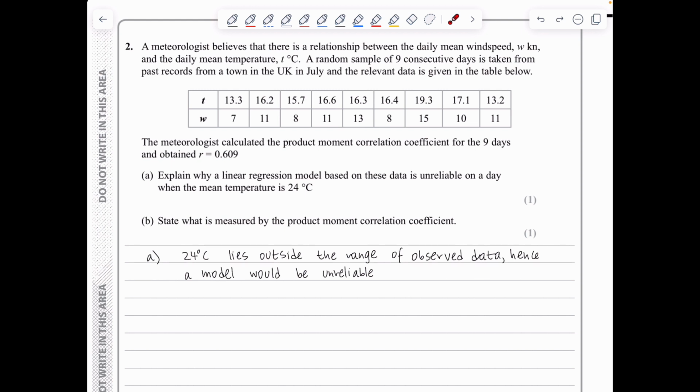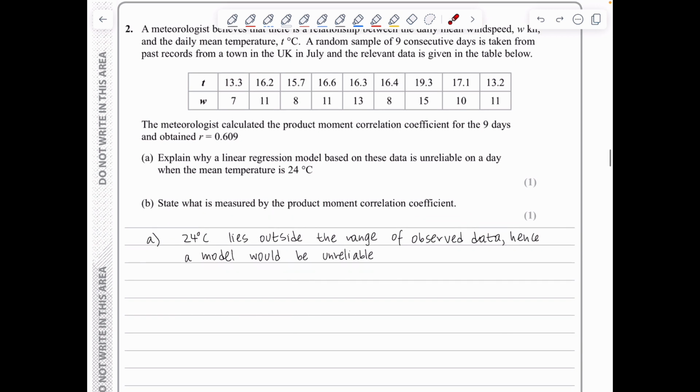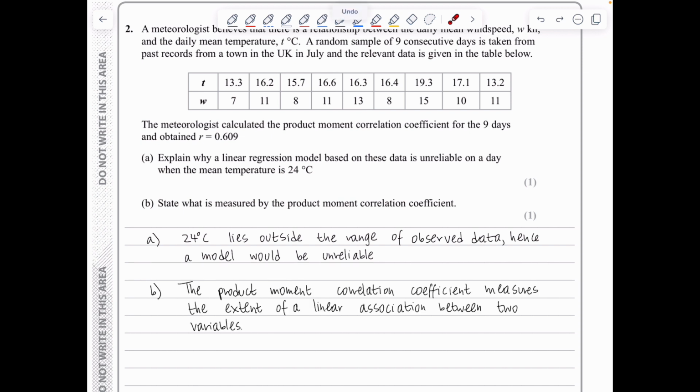In part B, we need to state what is measured by the product moment correlation coefficient, and we know that the PMCC is measuring the linear association between two variables. We need to mention the word linear here, otherwise we will not be scoring that mark.